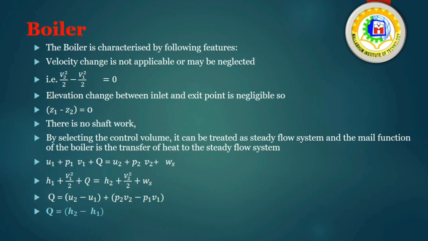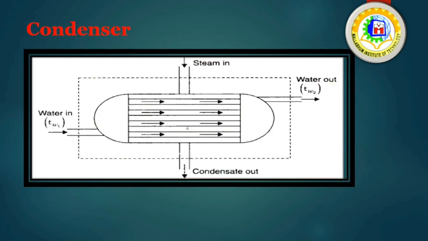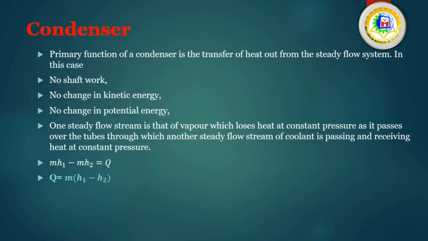After the boiler, the condenser. This is also a very important part in a power plant. So what happens in a condenser? The primary function of a condenser is the transfer of heat out from the steady flow system. In this case, there is no shaft work, so W is equal to 0. No change in kinetic energy, so that part is also 0. No change in potential energy, so this part is also 0.